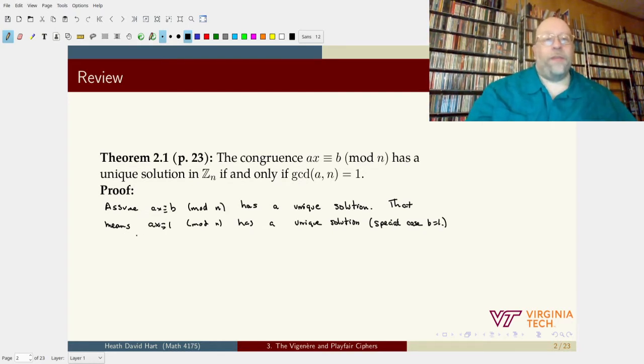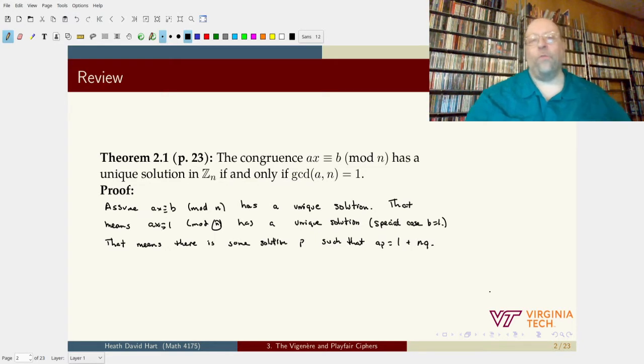Well, then, in order to be congruent to 1 mod N, that means there is some solution P such that A times P may not equal 1, but it equals 1 plus an exact multiple of N, plus N times Q. In order to be congruent to 1 mod N, it could be 1, or it could be 1 plus N, or it could be 1 plus 2N, or 1 plus 3N. But it's some number that reduces down to 1.